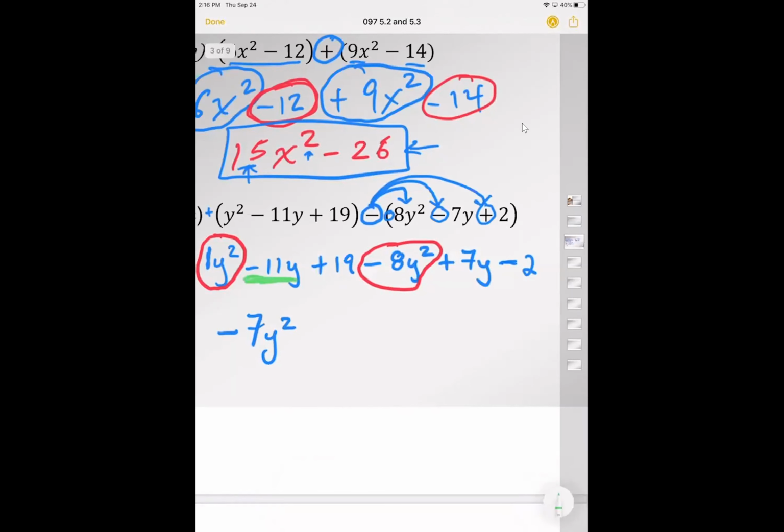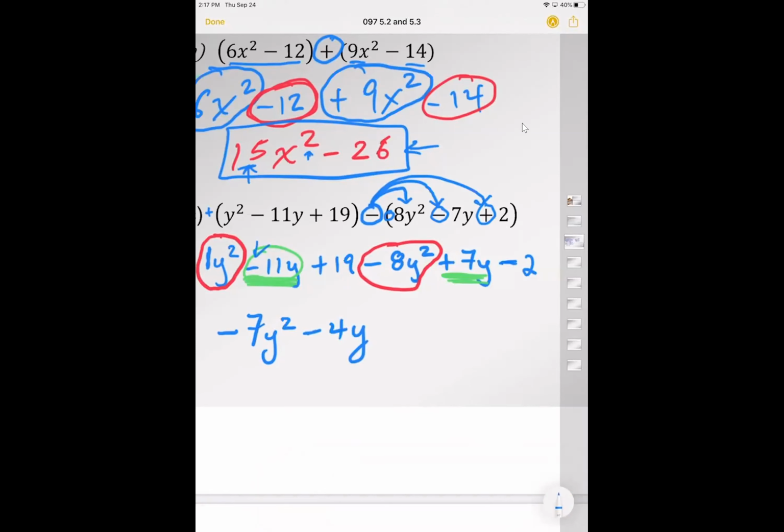Same idea for my y: I have a negative 11y and a positive 7y. And again, a negative and a positive, I have to subtract. I have 4, bring down my y, because 11 take away 7 gives me 4. And what is the sign of this 4? Well, because the negative is bigger in terms of value, I have to put a negative 4.